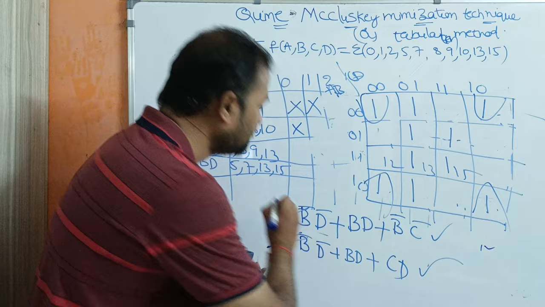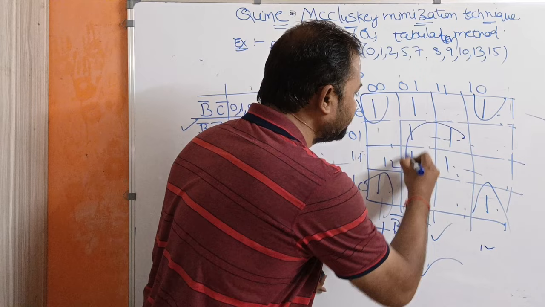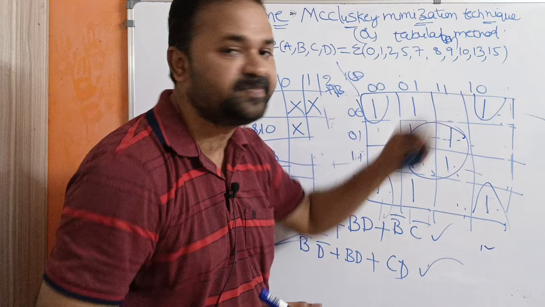Next, in order to cover these two ones, the group is this one. What is the group here? 1, 1. So 1, 1 means B, 1, 1 means D. So BD. So this is compulsory. So these two are the essential prime implicants.